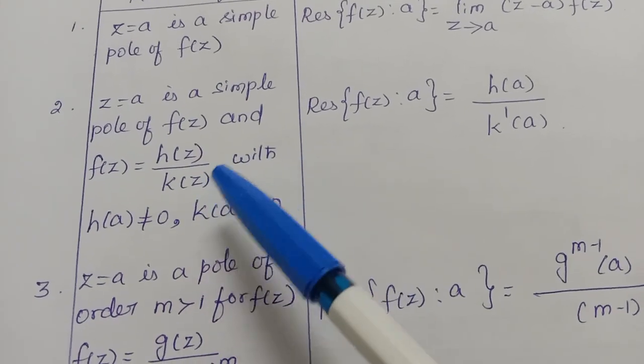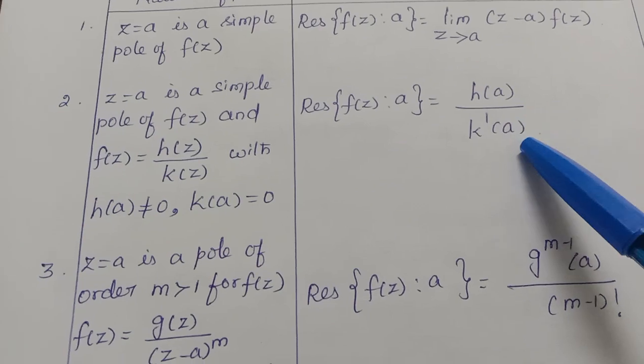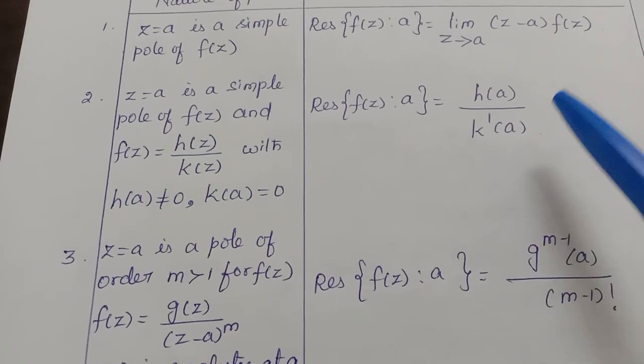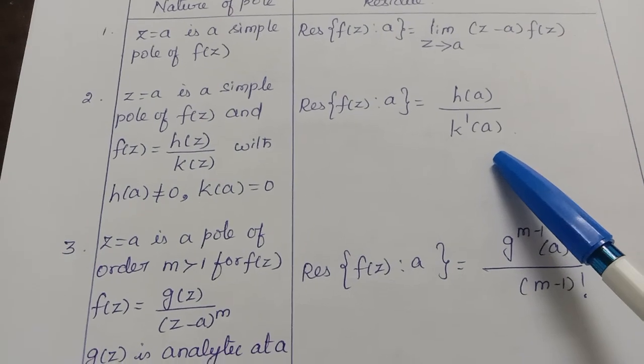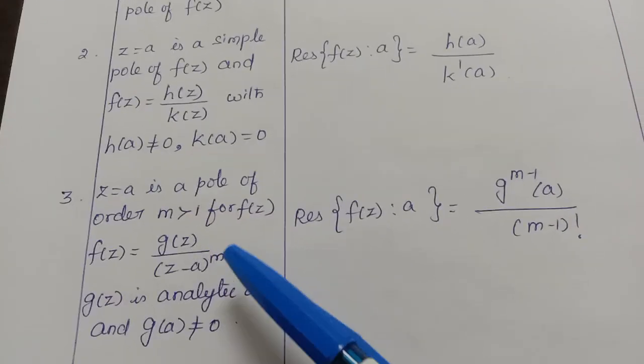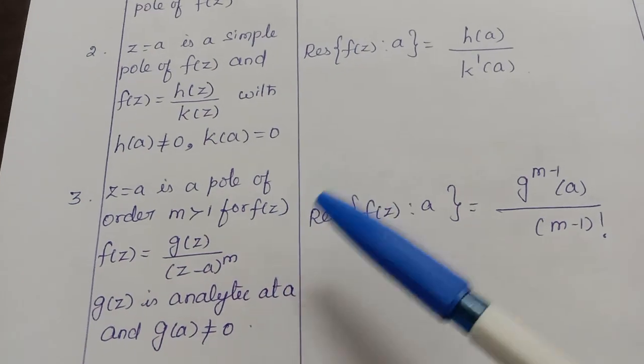Okay. So in this particular case, the residue of f of z at a is given by h of a by k dash of a. So two different formulas you have for finding residue at a simple pole. Then, if you have a pole of order m, that is pole of higher orders, order 2, order 3, etc.